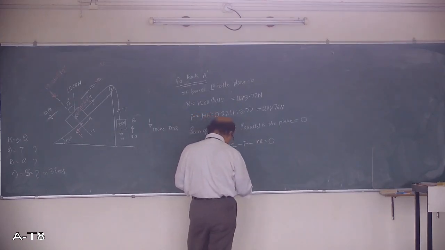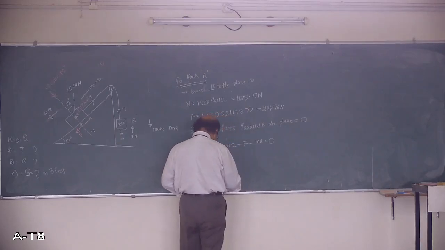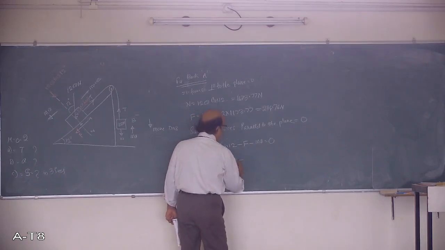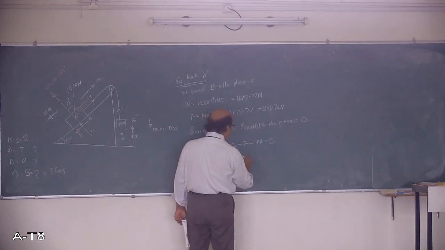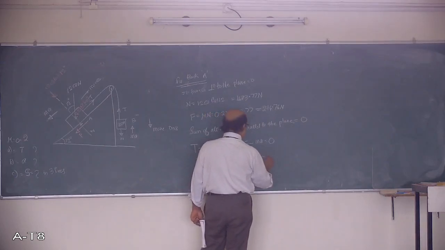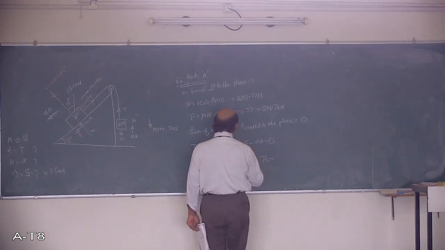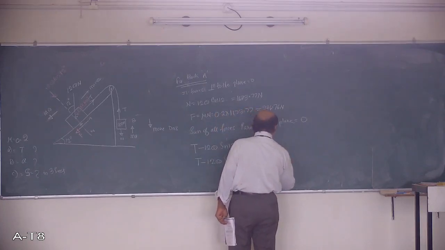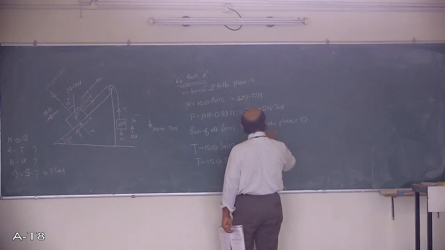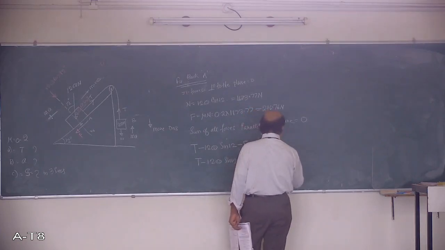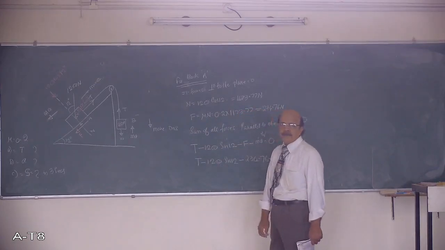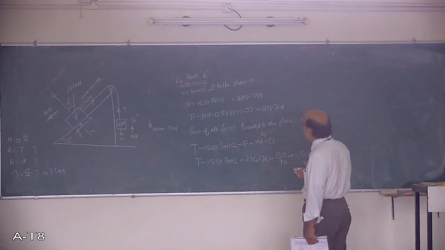I will rewrite this equation, T minus 1200 sine 12. I think I might have calculated it here, otherwise you can directly solve it. Minus F, the frictional force, I have calculated as 234.76, minus M, which is W by G. What is W? 1200 newton, 1200 divided by 9.81. This is W by G, and you have to multiply by the acceleration. I don't know the acceleration, so I will keep it as a. So this leads to equation 1 for the block A.